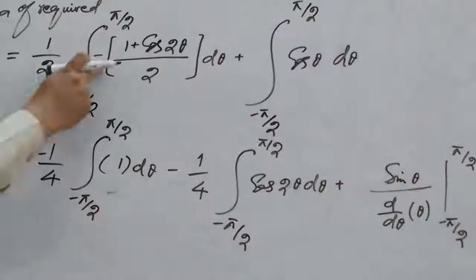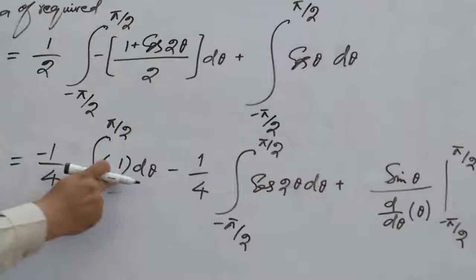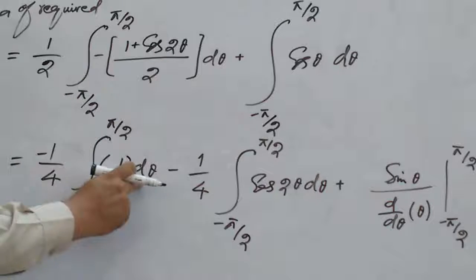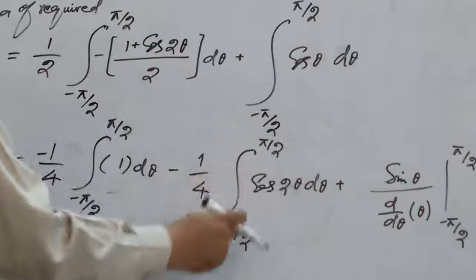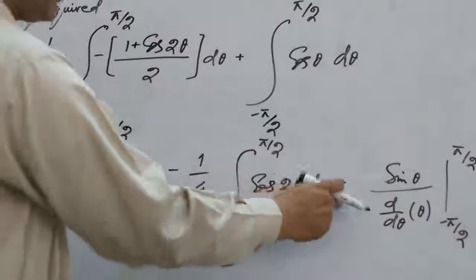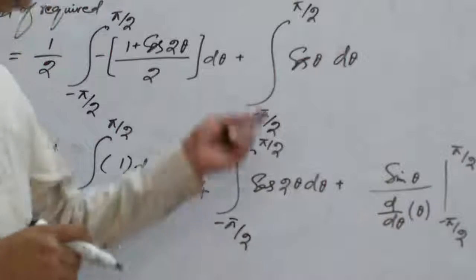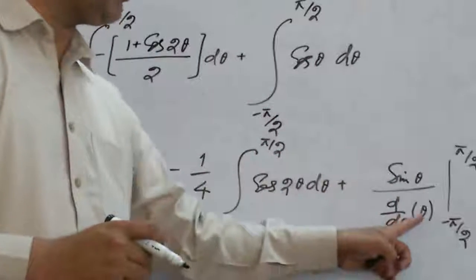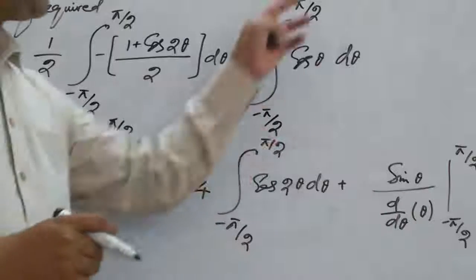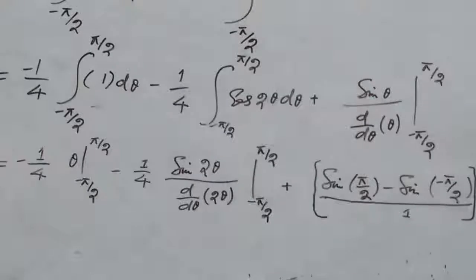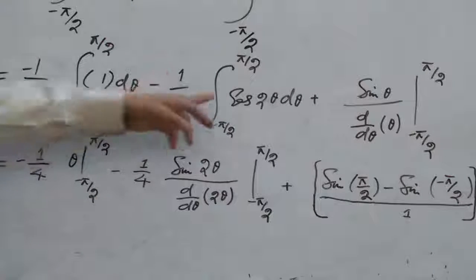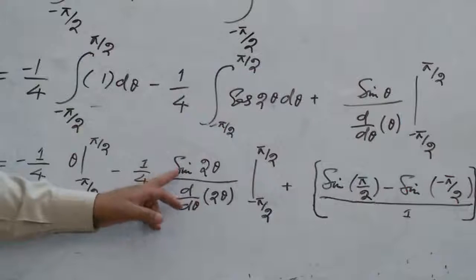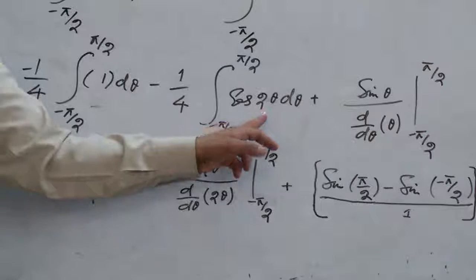We have minus 1 over 4 times the integral of 1 with respect to theta, minus 1 over 4 times the integral from minus pi divided by 2 to pi divided by 2 of cos 2 theta d theta, plus the integral of cos theta, which is directly equal to sin theta. Now the integral of 1 with respect to theta is equal to theta, with limits from minus pi divided by 2 to pi divided by 2, minus 1 over 4, and the integral of cos 2 theta is equal to sin 2 theta divided by the derivative of 2 theta.